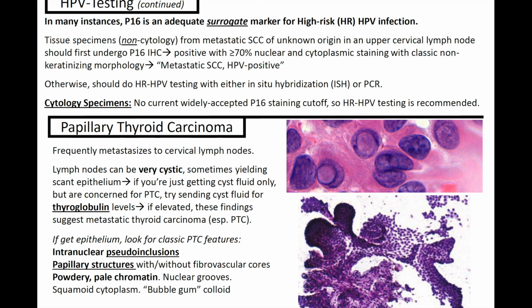So in many instances, P16 is an adequate surrogate marker for high-risk HPV infection.